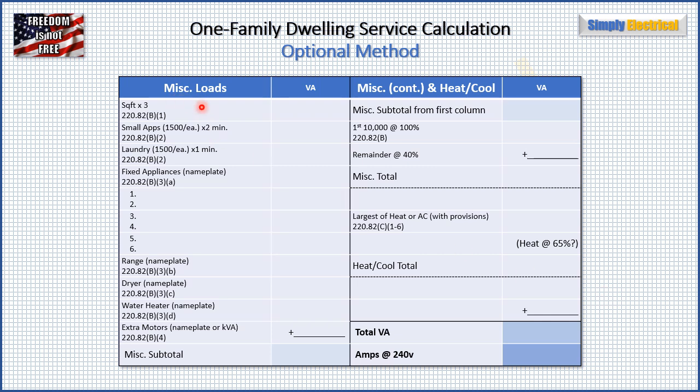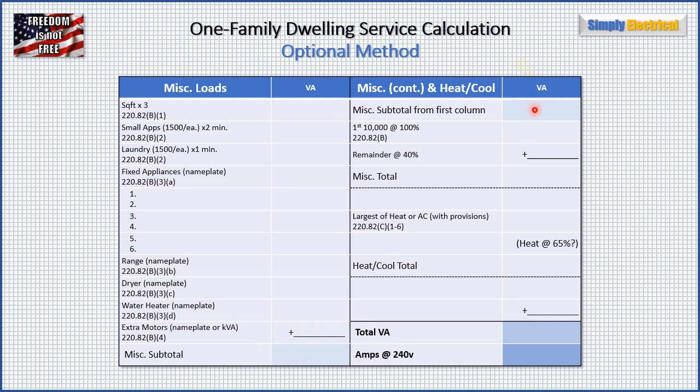So over here in the left column, you got miscellaneous loads. This is where we're going to take our square footage of our dwelling, times 3, and then we're going to get our VA load there, and then we're going to take our small appliances, our laundry, all of our fixed appliances. We're taking the nameplate of all these, including the range, dryer, water heater, any extra motors. Going to come up with a subtotal.